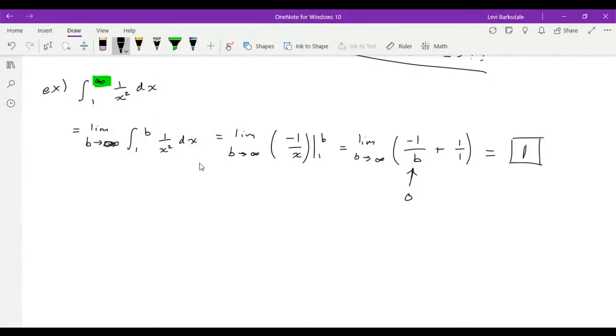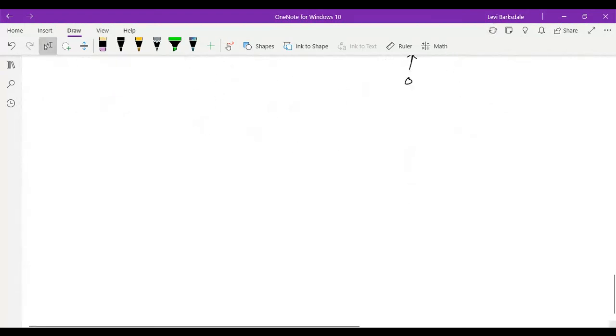And this would be a convergent improper integral. We can say that it converges to 1. All right.